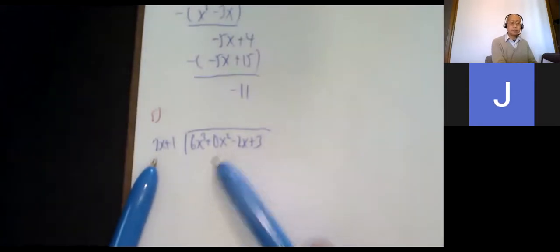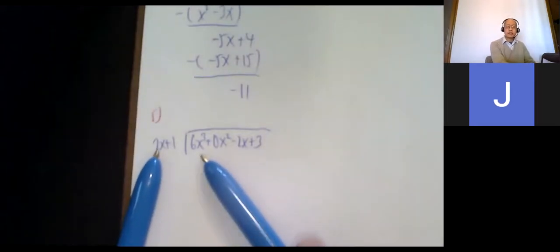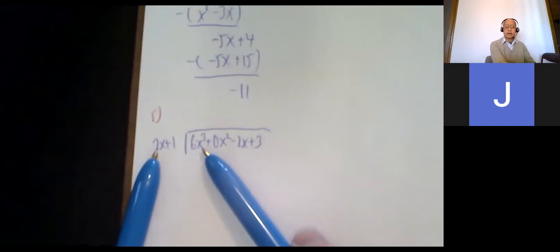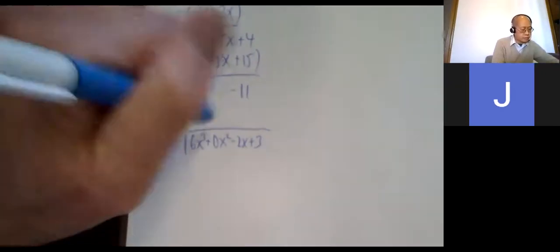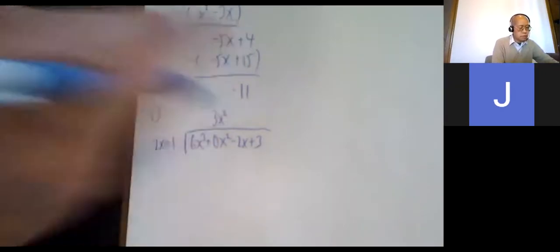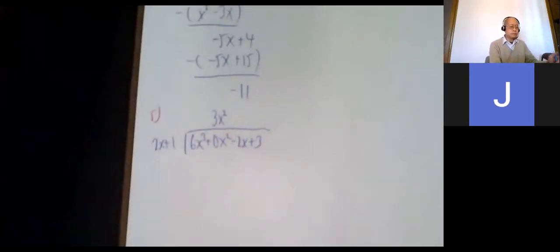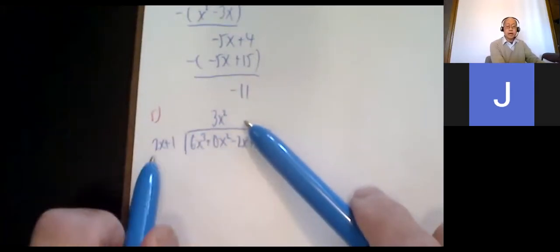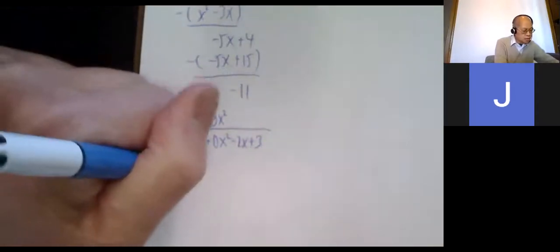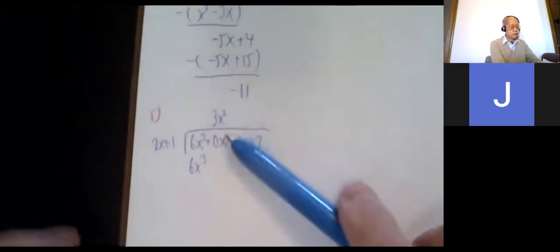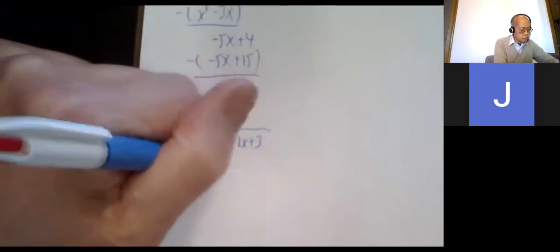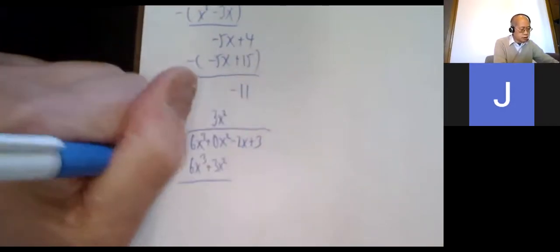All right, first thing here, 2x, 6x cubed. What do you multiply 2x by to get 6x cubed? 3x squared. Put that in an x squared column. Now multiply this times this. That times that is 6x cubed. That times 1 is 3x squared. Subtract.